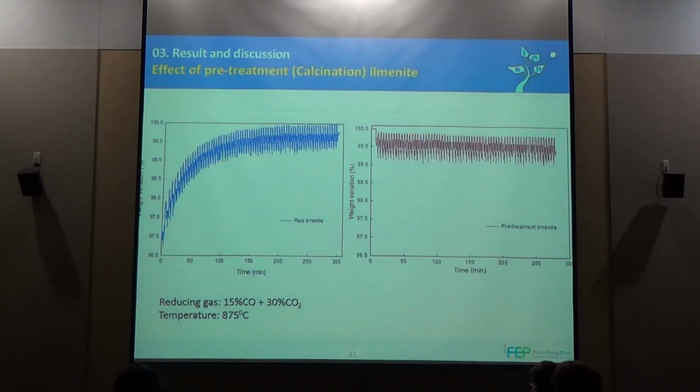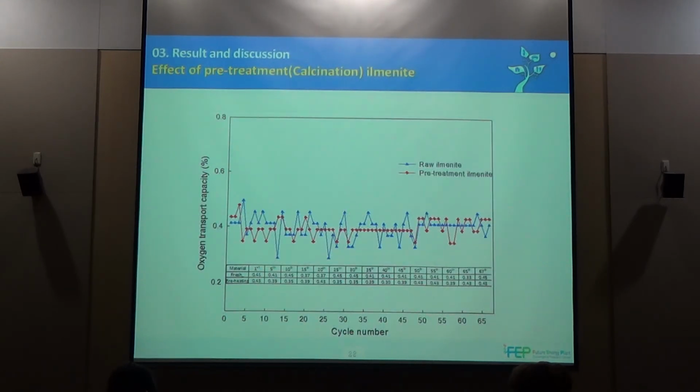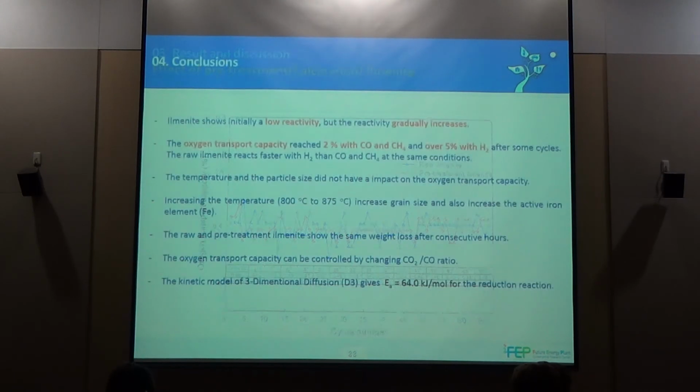Lastly, we consider pretreated and raw states of ilmenite, and how they differ. As you can see, pretreated ilmenite behaves better than raw ilmenite. However, raw ilmenite should be considered as the first material for oxy-fuel combustion instead of pretreated ilmenite. This is a summary of oxygen transport capacity over many cycles, with 2 minutes for one cycle.